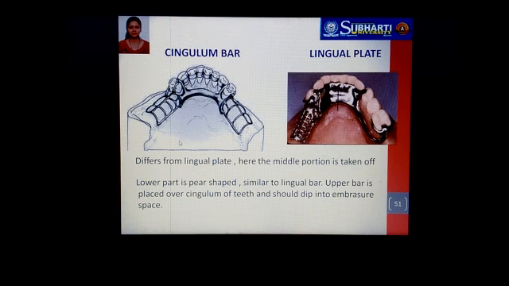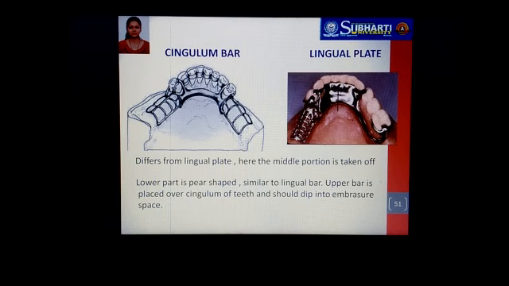It differs from the lingual plate in that the middle portion is taken off. When we were talking about the lingual plate, we saw that it also extends to the cingulum portion and posteriorly extends to the sulcus. This is also extending up to the cingulum portion, but this middle portion is not present. So this is the basic difference between the lingual bar with cingulum bar and the lingual plate. The construction of the upper bar is similar to the cingulum bar, and the lower portion is similar to the lingual bar, which is pear shaped.